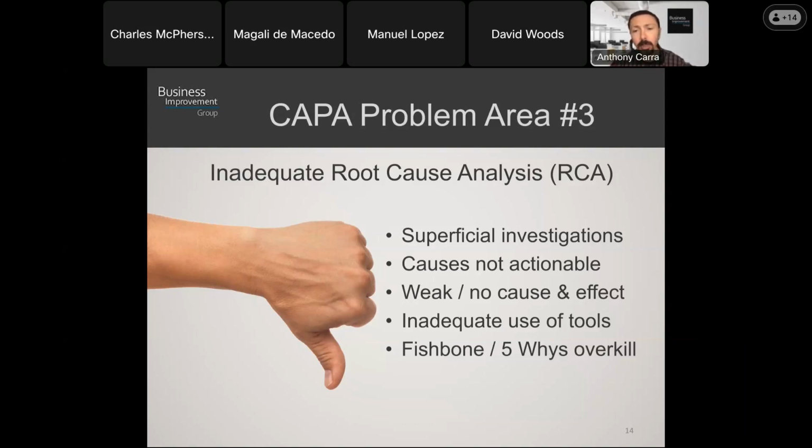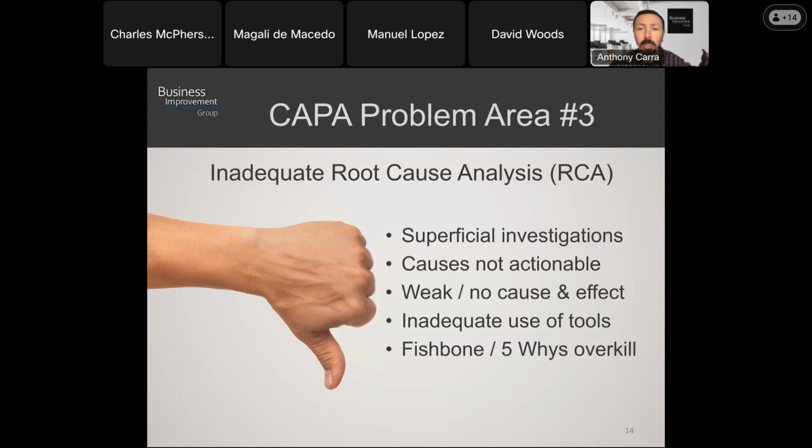For those that have done root cause analysis before and have owned CAPAs, you know that there's a vast toolbox out there. And the fact of the matter is, since there are so many tools out there, not everybody could always be proficient at every one. And we either may not be using the right tool, or we may not be using the tool correctly. So the inadequate use of tools leads to inadequate root cause analysis. And this one's a big pet peeve of mine, and I know some people get upset when I say this, but I think there's an overkill of using fishbone and 5 whys.